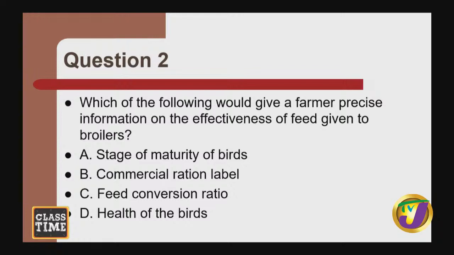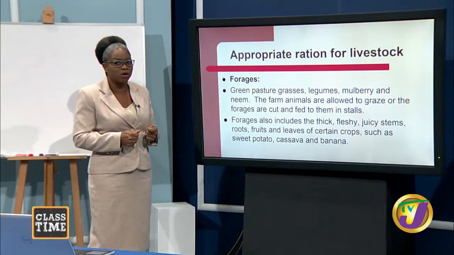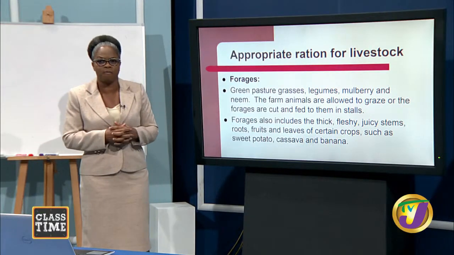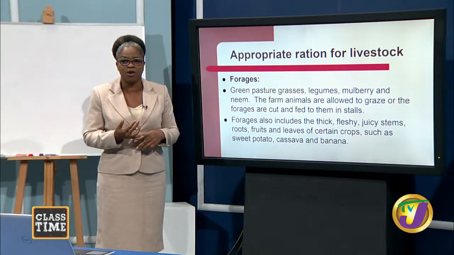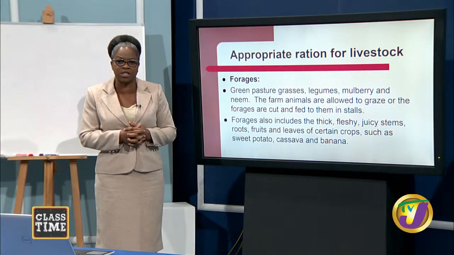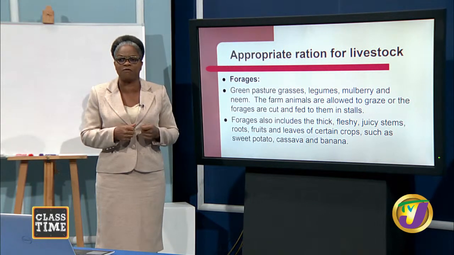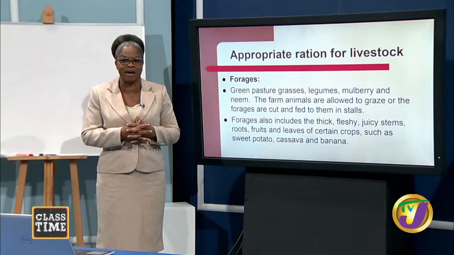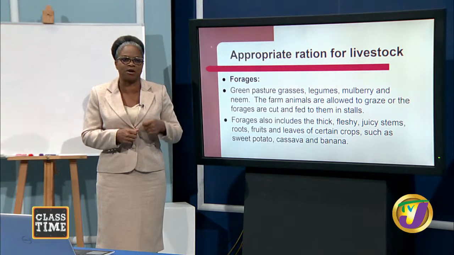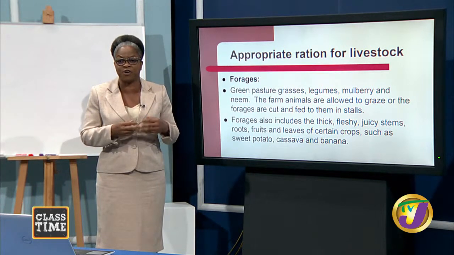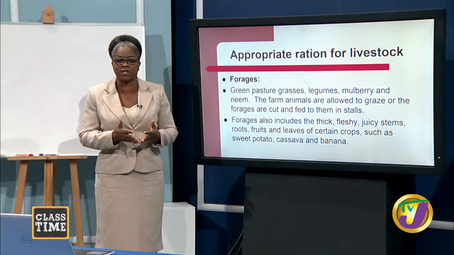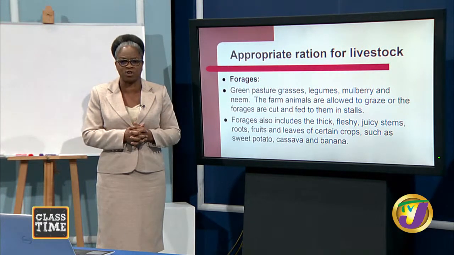Let us now move on to look at appropriate ration for livestock. When we feed our livestock, we can feed them with forages, we can feed them with concentrates, we can feed them also with fodder. We have different types of appropriate ration for our livestock. I want you to understand what we mean by all of these different rations and the sources that we'll be able to get these rations from.